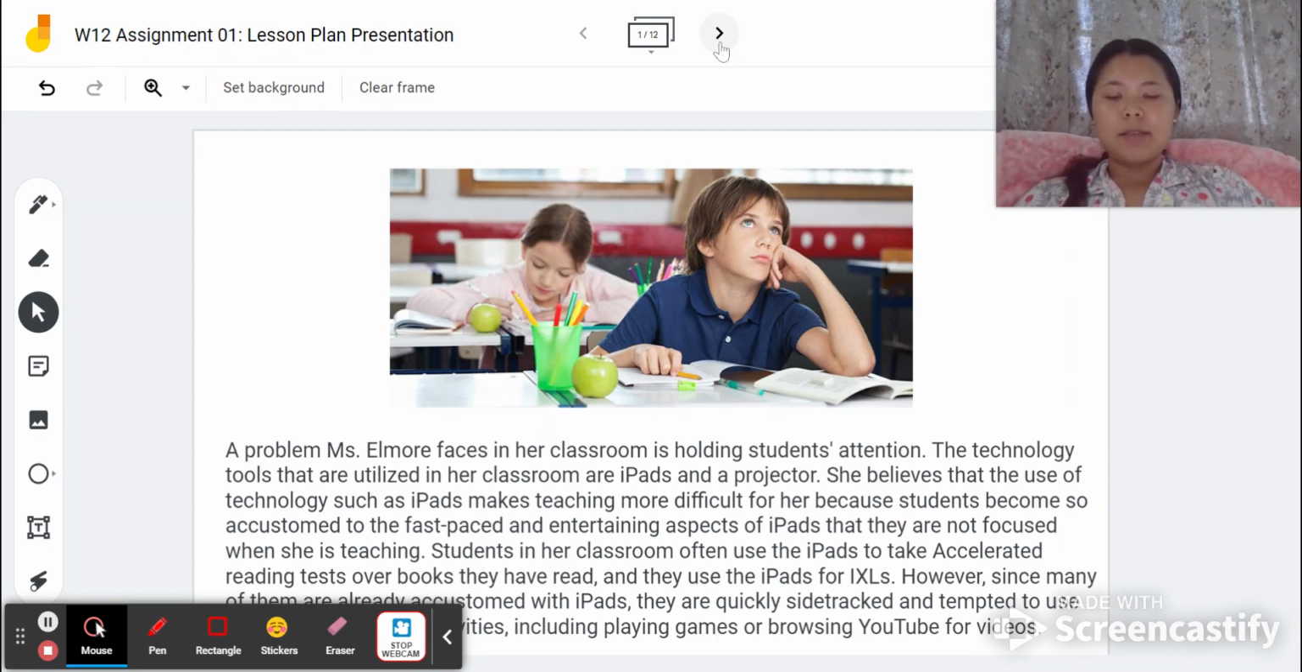She believes that the use of technology such as iPads makes teaching more difficult for her because students become so accustomed to the fast paced and entertaining aspects of iPads that they are not focused when she is teaching.